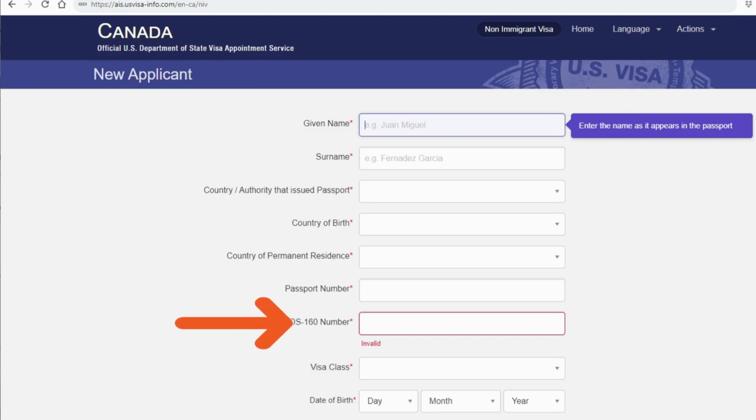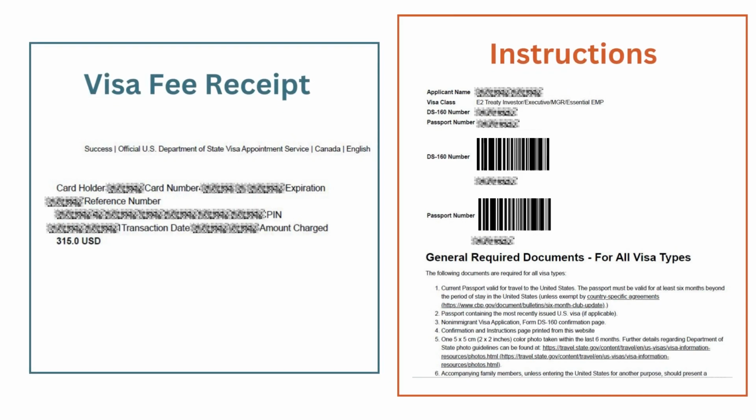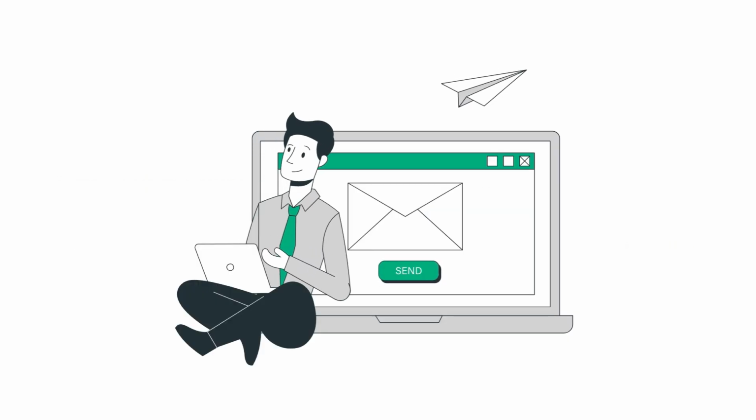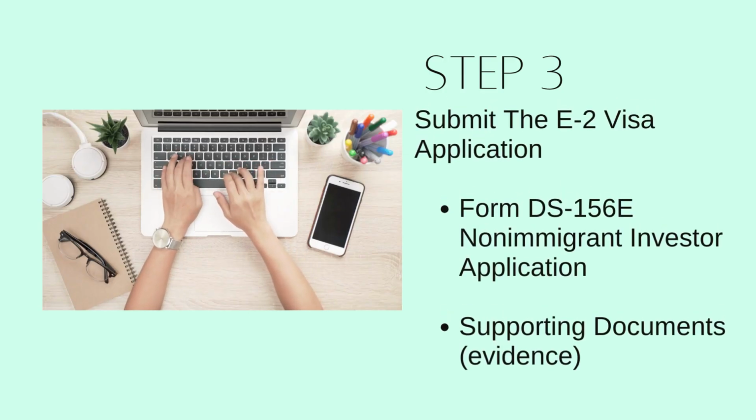So after registering the account, paying the visa fee, and entering the mailing address for passport delivery, there's an option to print the visa fee receipt confirmation and instructions for E2 processing. For our clients, we instruct them to email us these items so that we can help prepare for step 3, which is the submission of the E2 application.